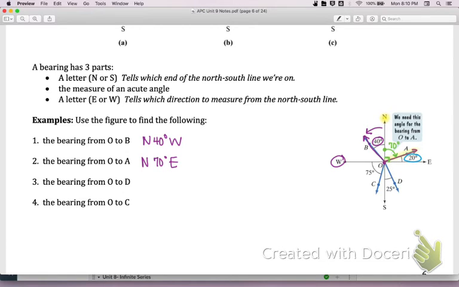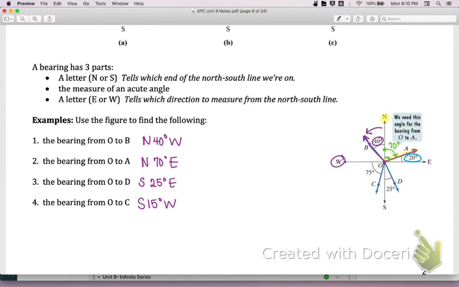Now you do have to remember the compass directions. I always learned never eat shredded wheat. You may have learned never enter Santa's workshop. You may have learned never eat slimy worms or soggy waffles. Or there's a zillion different ways to remember, but you do need to remember your compass directions. Pause the video and see if you can come up with the bearing from O to D and the bearing from O to C, examples 3 and 4.